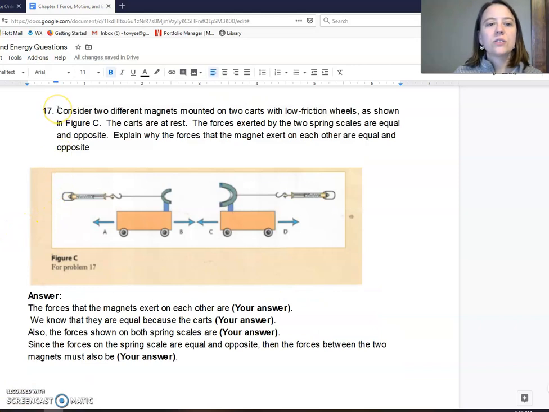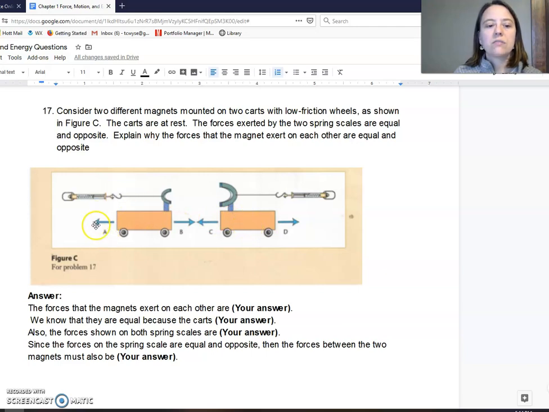Okay, next, consider two magnets mounted on two carts with low friction wheels as shown in figure C. The carts are at rest. The forces exerted by the two spring scales are equal and opposite. Explain why the forces that the magnets exert on each other are equal and opposite. So we can see that there is quite clearly a larger magnet here than there is here. But the question, number 17, tells us that the spring scales are pulling with equal amounts, and it says that the carts are at rest.